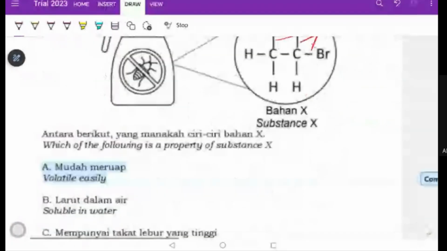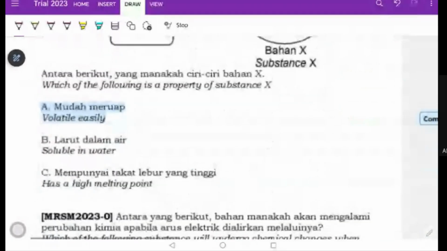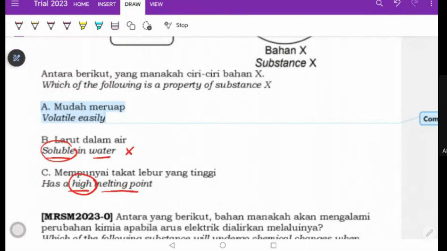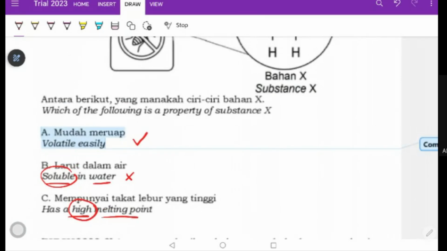So which one is the characteristics? Soluble in water? No. High melting point? No, low. So this one should be insoluble. Volatile easily. Why volatile easily? Class, volatile means what? Liquid changes to gas. Okay, why can it change to gas easily?